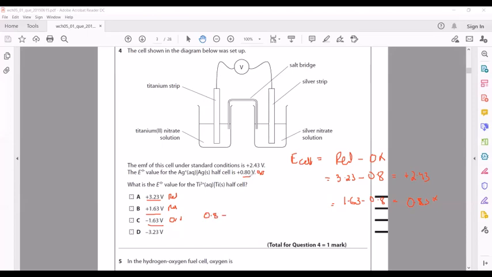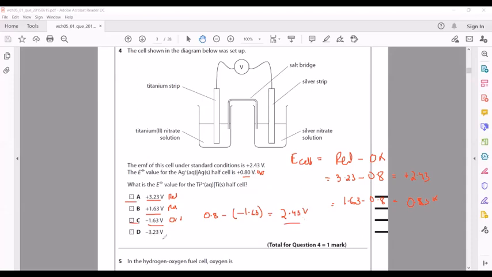minus the 0.8, which is for silver, reduction minus oxidation. So it will be minus 1.63. When we solve, it will come out 2.43. So for A also the answer is 2.43. For C also the answer is 2.43.